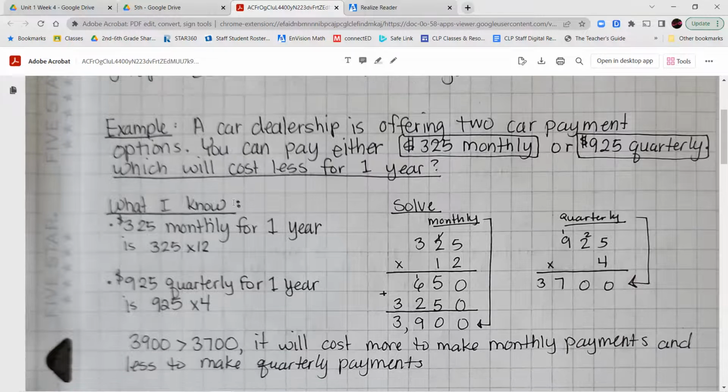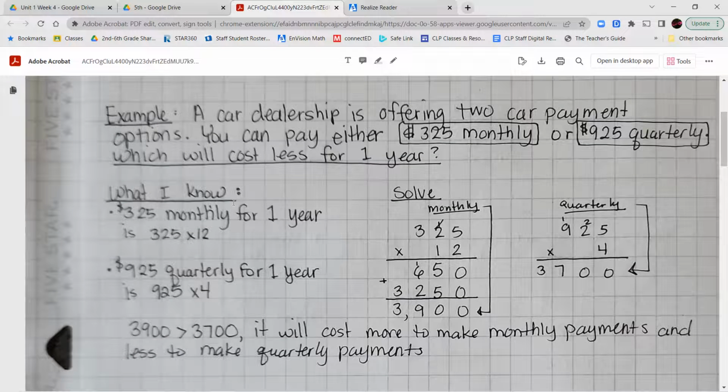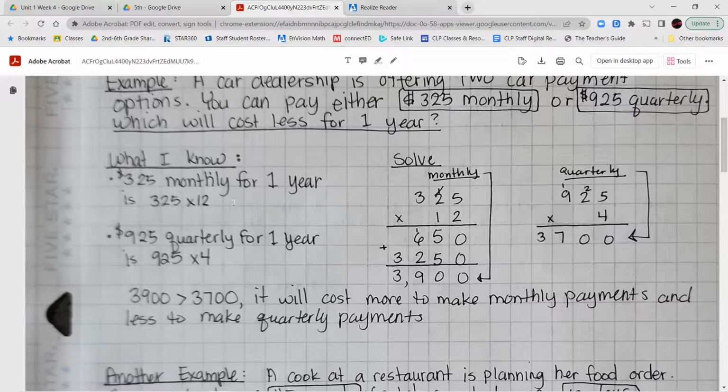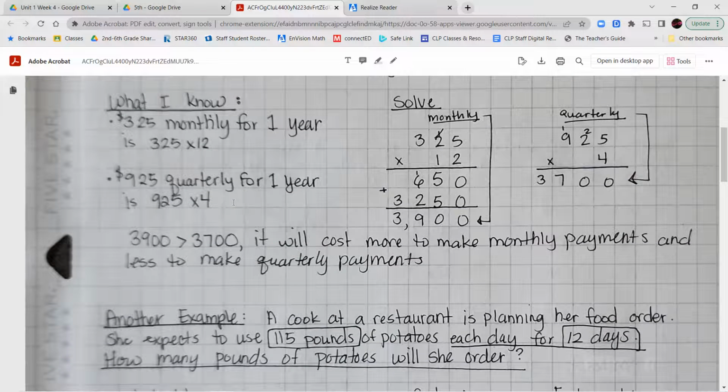So a car dealership is offering 2 car payment options. You can pay either $325 monthly or $925 quarterly. Which one of these will cost you less for 1 year? So what I know is I have the option of $325 per month, so that's going to be 325 times 12, or $925 per quarter, which is 925 times 4.